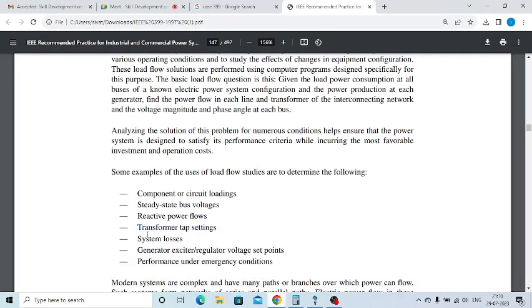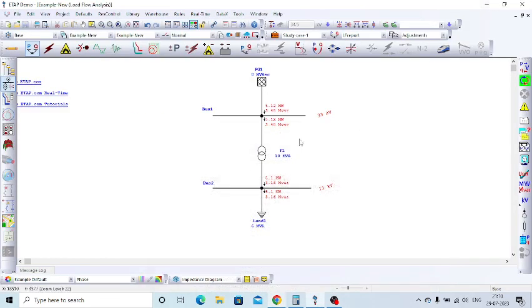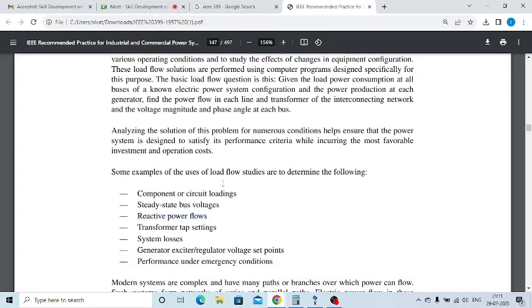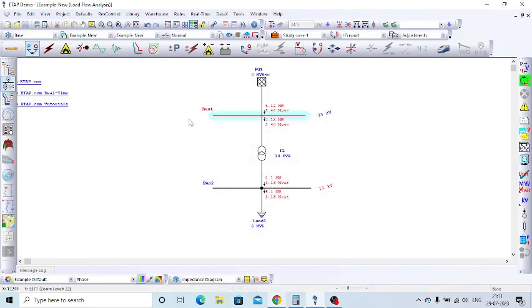So we have seen the real and reactive power flow. In a branch we are seeing the real power flow and reactive power flow. That is also one of the objectives of the load flow analysis. Next, the steady state bus voltage. This is the bus voltage: in bus 1 it is 33 kV, in bus 2 it is 11 kV. These are all the steady state bus voltages.